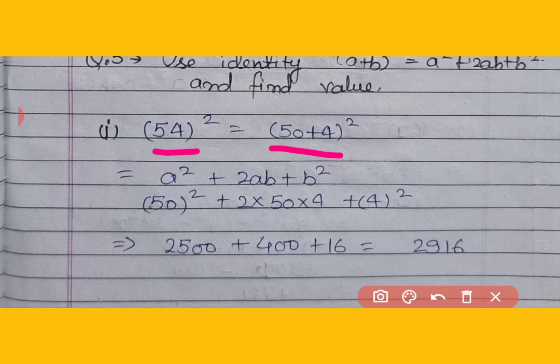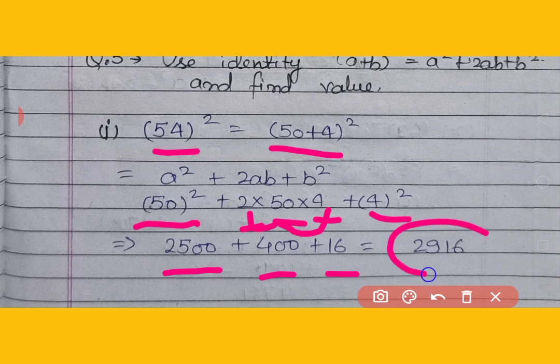As you know, the (a plus b) whole square formula is a square plus 2ab plus b square. So a is determined as 50 and b is determined as 4. So a value 50 square plus 2ab, 2 multiplied with 50 multiplied with 4, because 50 is determined as a and 4 is determined as b, and in the last term 4 square. So 50 square is 2500. 2 multiplied with 50 multiplied with 4 became 400. Now 4 square is equal to 16, and after the addition we will get 2916. You can use your calculator and check the answer.